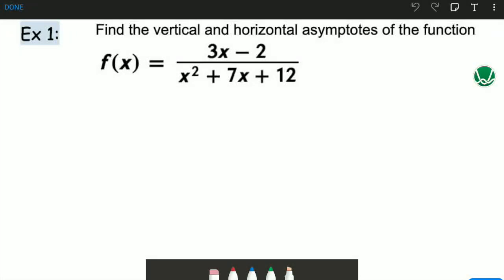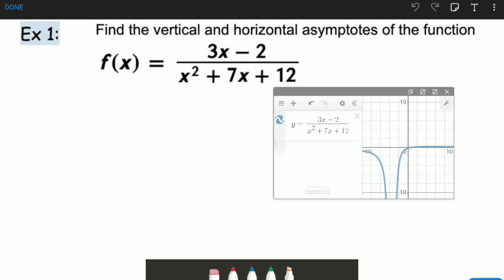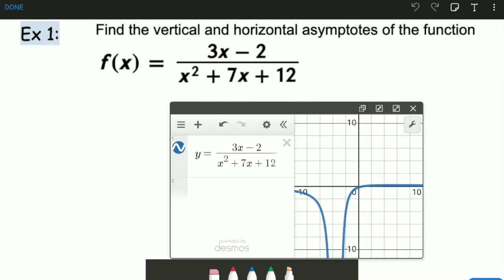Okay, so in this example, we're going to find the vertical and horizontal asymptotes for the function f of x equals 3x minus 2 over the expression x squared plus 7x plus 12. Now I've already graphed it in Desmos, so you can see at the bottom that we have this little almost asymptote looking thing.